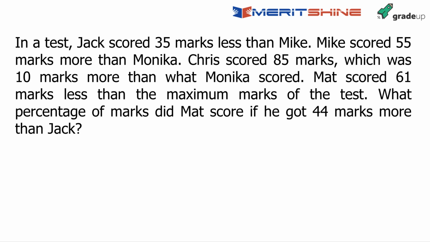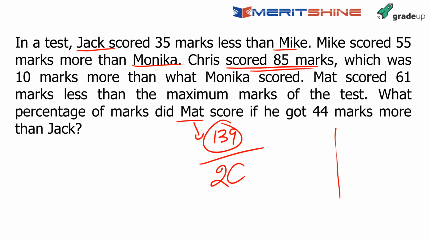The only thing that you do in this is that Chris scored 85 marks. So the marks of 5 students are given here. Chris scored 85, and then you can find the marks of Jack, Mike, Monica, and Matt. So basically you get a list of all the 5 students' marks. If I remember it right, Matt had probably scored 139, and the test is of 200 marks. So ultimately it boils down to this calculation, which gives you 69.5%.